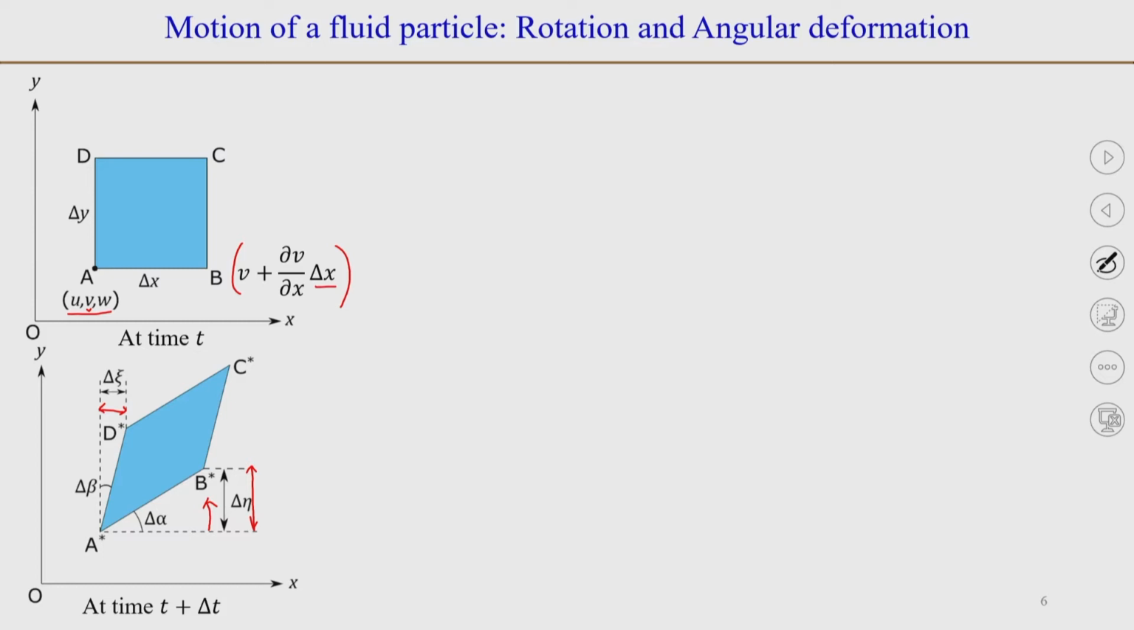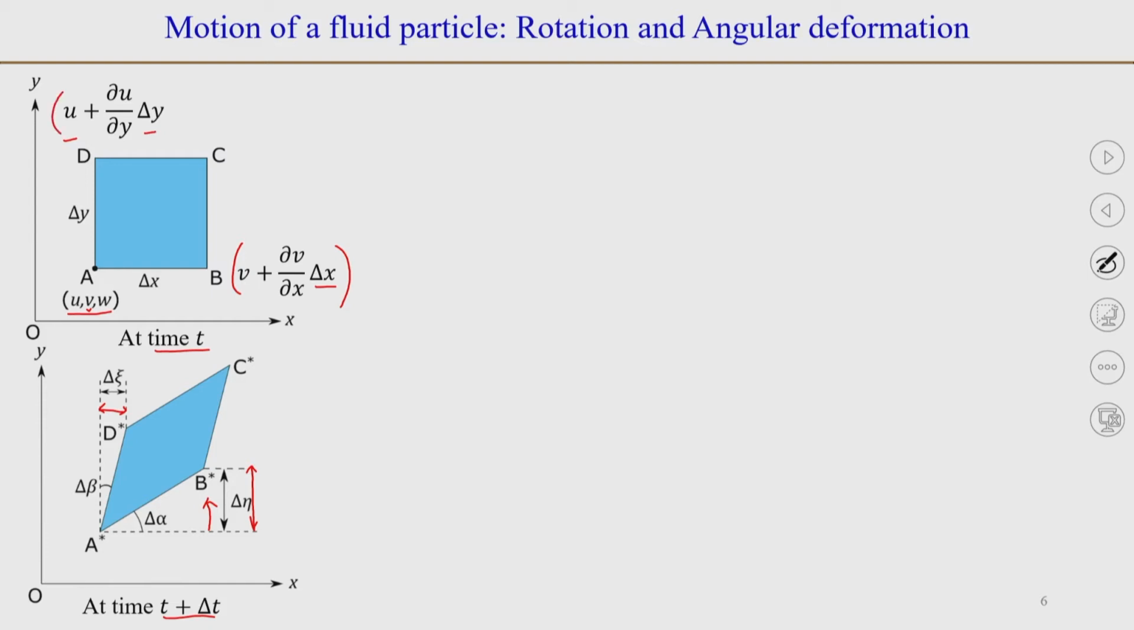So, in time delta t, the position was at time t and the movement is after time t plus delta t. So, we can find out what is the net displacement of point B with respect to point A in time delta t. Similarly, for point D, the point D moves in the x direction. So, we will consider the velocity component in the x direction at point D, and that will be, from Taylor series expansion, u plus del u by del y into delta y.